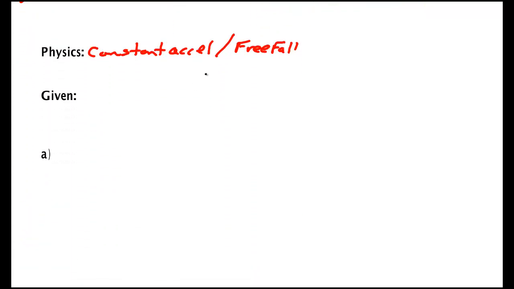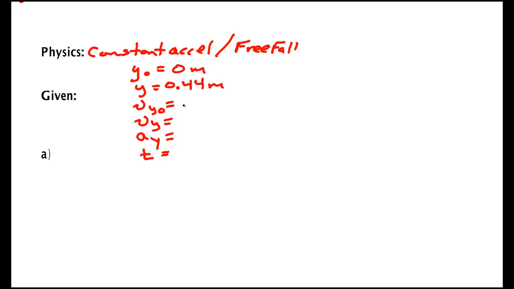So my givens in this case are going to be a table. My initial position, my final position, my initial velocity, my final velocity, my acceleration, and my time. Those are the things that I can be asked. And if I've answered all of those, that's everything. This will be 0.44 meters. This is 0 meters. This I don't know. This is 0 meters per second. This is minus g, which is minus 9.8 meters per second squared. And the time I don't know.